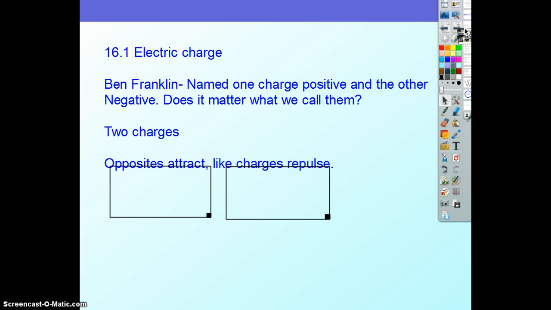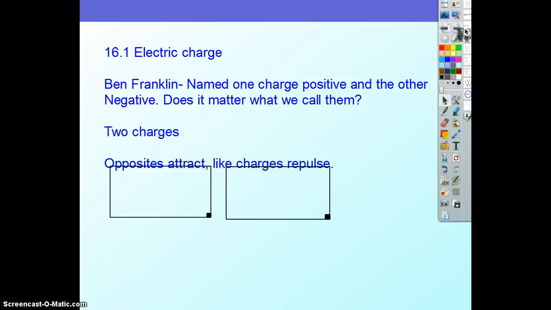Well, the first thing we need to talk about is simply charge. And here we have to take a historical perspective. Good old Ben Franklin. He named one charge positive and the other one negative. And when you really think about it, does that name matter? No, it doesn't matter at all.